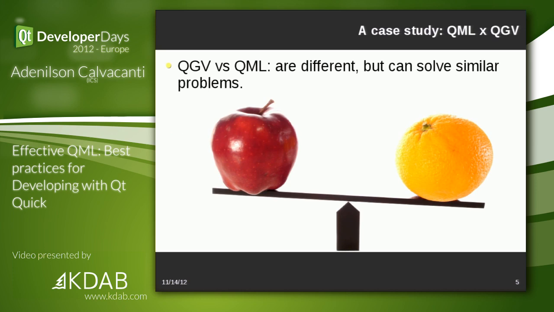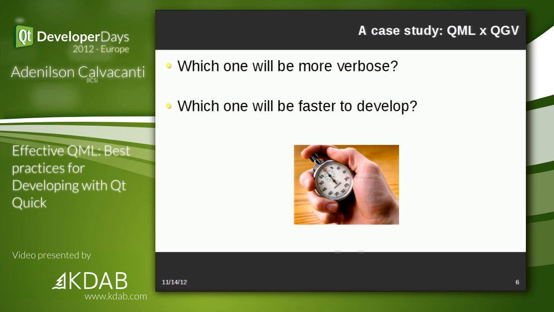Okay, maybe some of you are going to say, well, but QML and QGraphicsView C++ are quite different. Are you going to compare apples to oranges? Yes and no. I mean, they are different, but they can be used to tackle the same categories of problems. Okay, which one will be more verbose? Which one will be faster to develop?